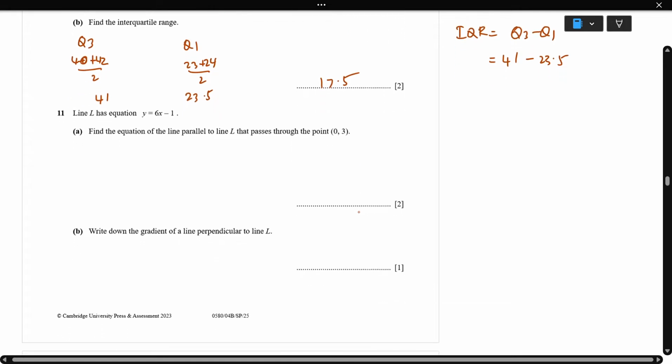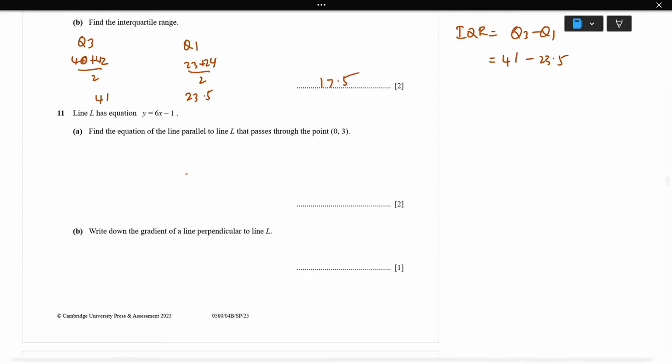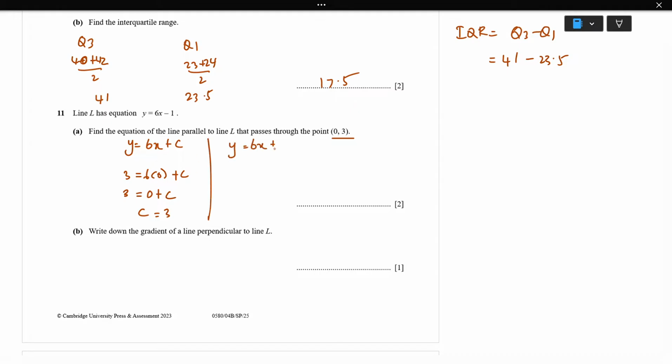Next, question 11. The line L has equation y equals 6x minus 1. Find the equation of the line parallel to L that passes through the point (0, 3). A parallel line has the same gradient, so the new equation is going to be y equals 6x plus c. Now passing through the point (0, 3): 3 equals 6 times 0 plus c, which is 3 equals 0 plus c, so c equals 3. So just substitute into the given equation. That is the answer: y equals 6x plus 3.